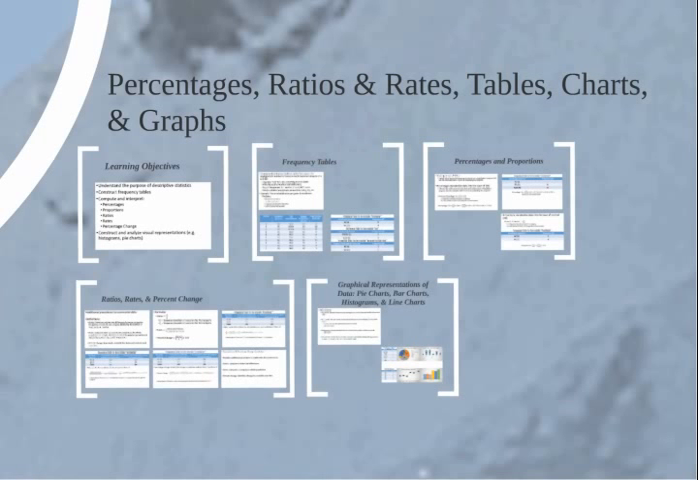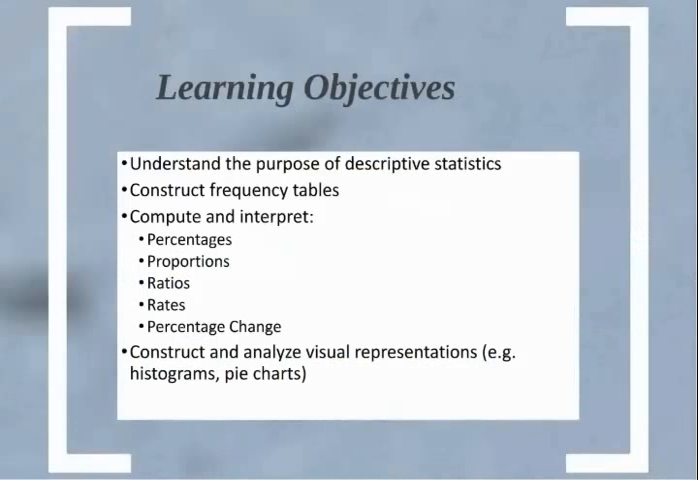descriptive statistics. So we'll go through today and describe ways to present raw data, or take raw data and present it in a way that makes sense and is readable to people outside of statistics. So our learning objectives for today are to understand the purpose of descriptive statistics, construct frequency tables, compute and interpret percentages, proportions, ratios, rates, and percentage change, and what each of those mean, and construct and analyze visual representations, such as histograms and pie charts.